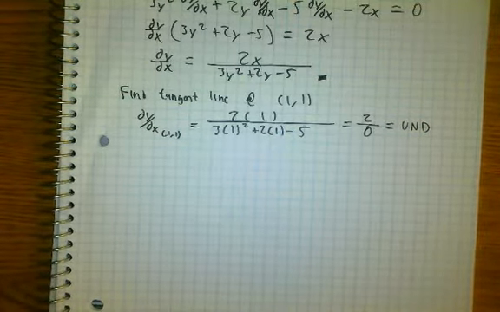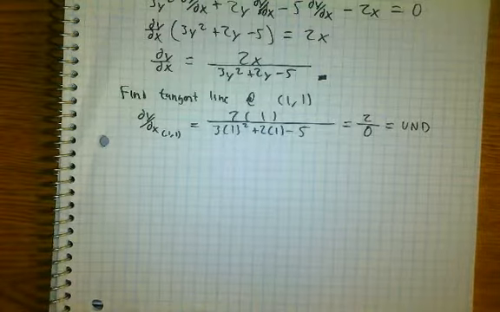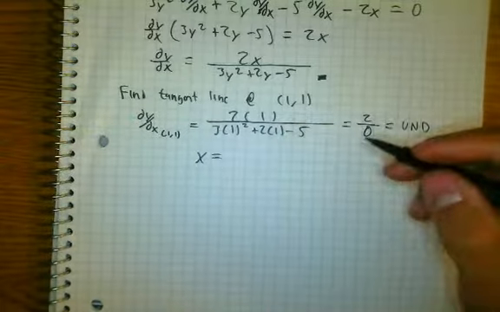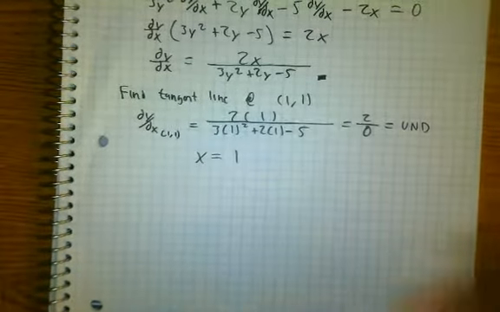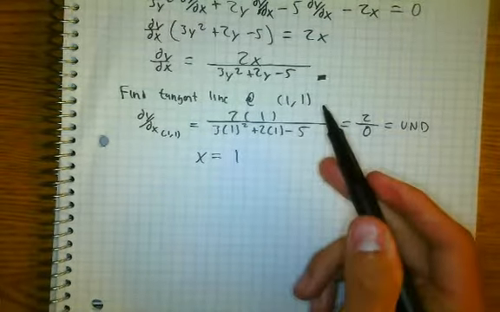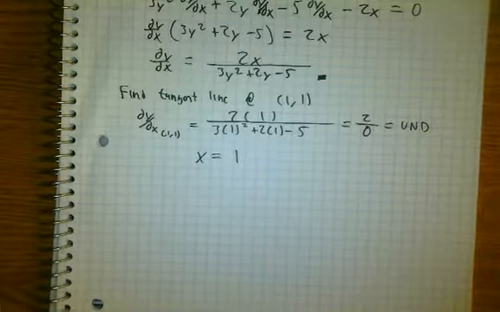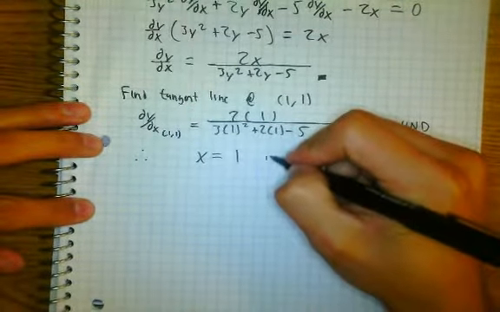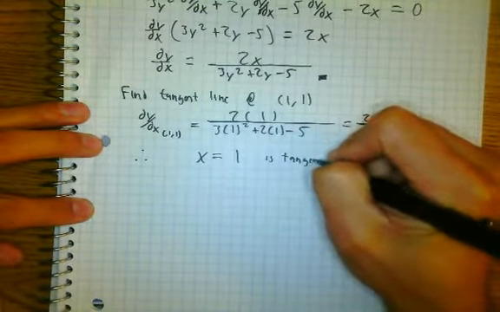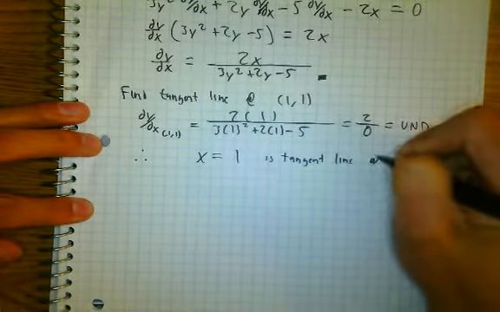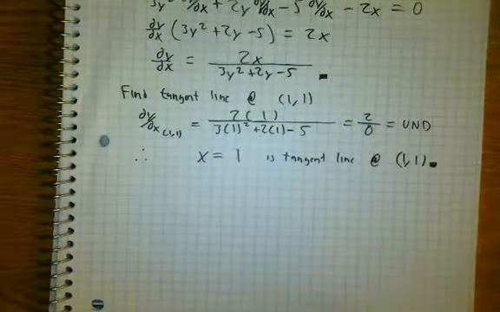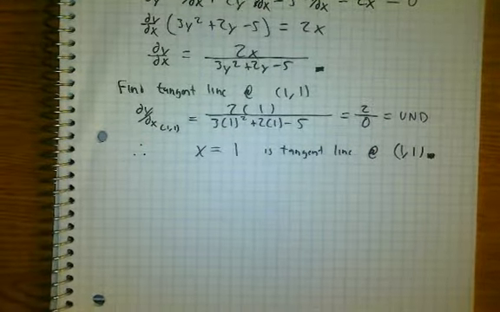What is that line then? Is it straight up and down? But where? Is the line at 1? x equals 1. Are you sure? Why at 1? Because it has to be going through the point that you want it to go through. Therefore, x equals 1 is the tangent line at (1, 1). And we're done. Cool?